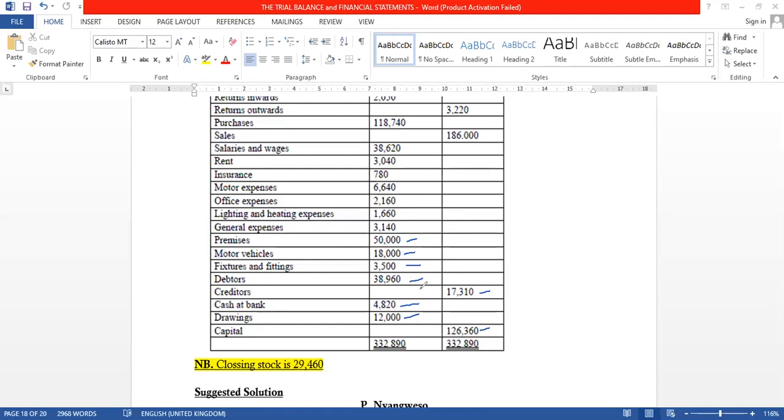And therefore, what I want us to do, and this is an exercise, I'm giving you 10 minutes. No, 10 or 5. I want you now to use this information that is here and construct a balance sheet for P Nyangweso. I hope it is clear.